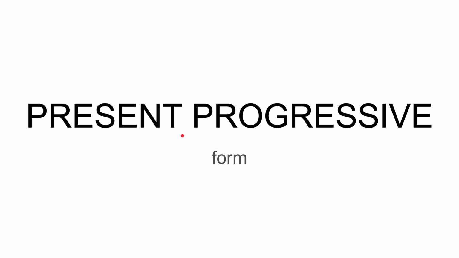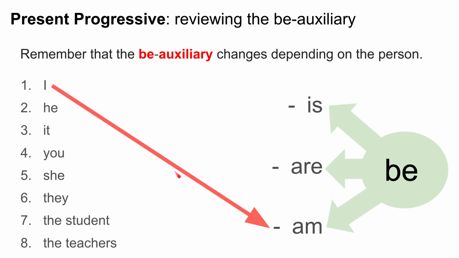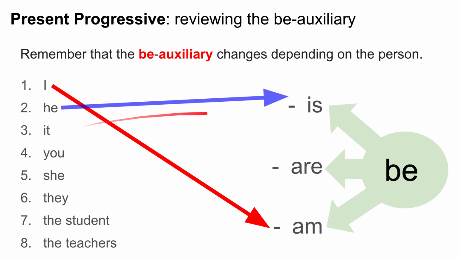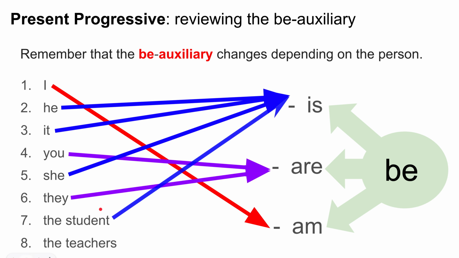Okay, let's talk now about the form of the present progressive. Before we move on, let's review a little bit about the be auxiliary. Remember that the be auxiliary changes depending on the person. So we can use is, are, am. That's the form of the be verb. If I have I, then I say I am. If I say he, then we say he is. It is, you are, she is, they are, the student is, the teachers are.